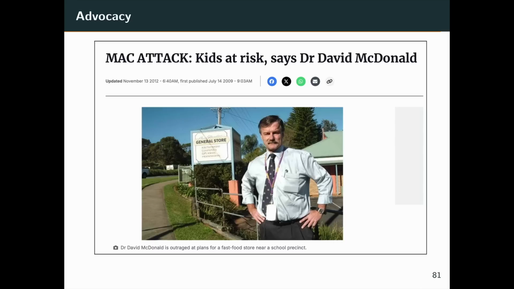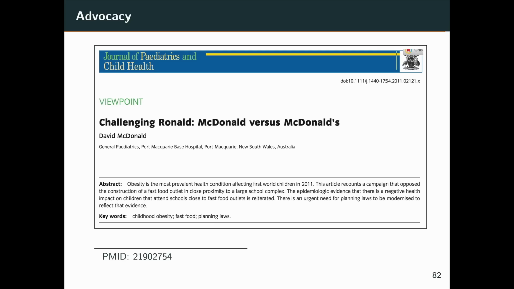This is Dr. David McDonald. He was my paediatrician. I grew up in Port Macquarie. He's a good bloke. A few years ago, McDonald's was going to put a restaurant in this location, which was right next to some very large schools. And so David McDonald took on McDonald's. Couldn't have picked it better, could you? And it was successful. And that restaurant did not go ahead. So that was really heroic. And I think this is the work that we're called to, because we have the ability to speak with an authoritative voice. So we need to be doing this sort of thing.